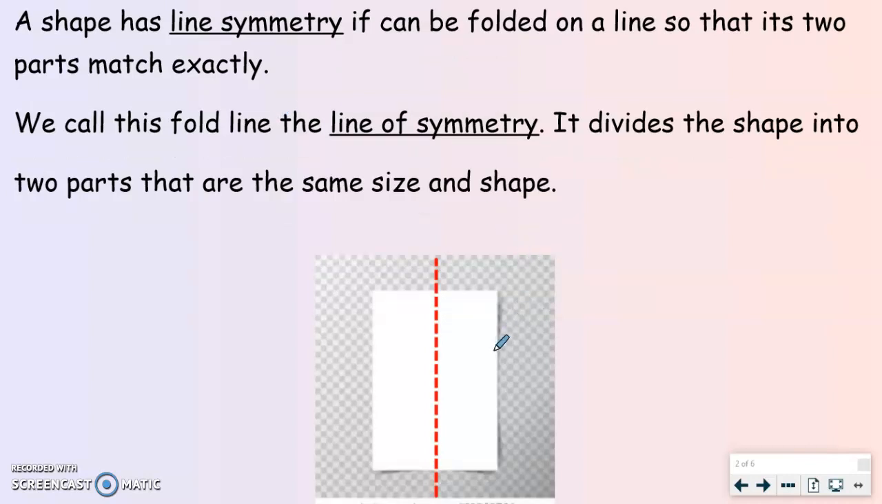For example, here I have just a sheet of paper, and this red line here would represent a line of symmetry. If I folded this paper on this red line, the two sides would match evenly. They would be the same size. You shouldn't be able to see the other side poking out underneath the other one. They'd be identical. And so this paper has line symmetry because it has at least one line of symmetry.